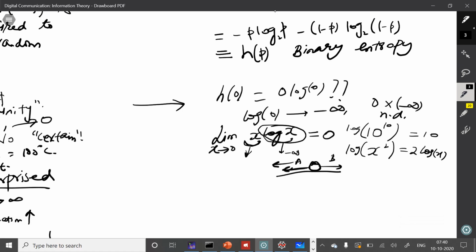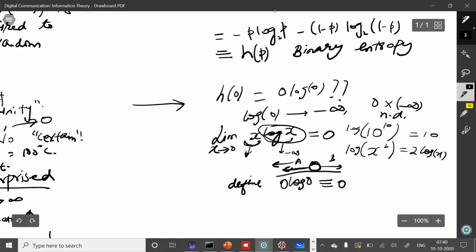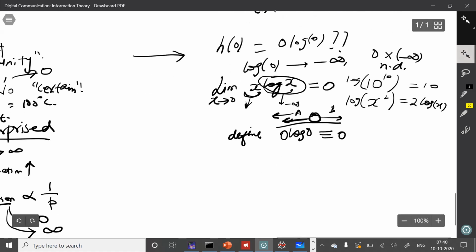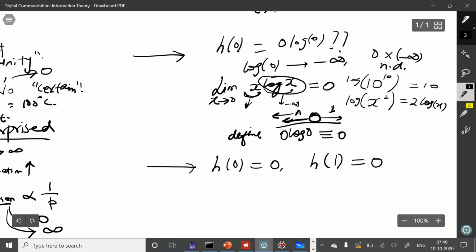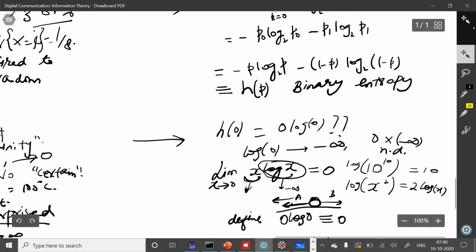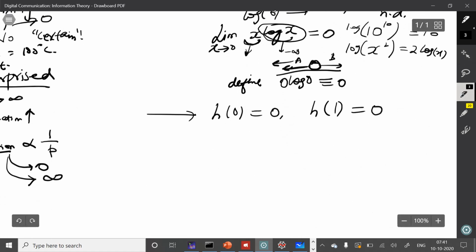Hence we define 0 log 0 as 0. It is not actually equal to 0; we define it to be 0 to remove the discontinuity. So wherever 0 log 0 appears, it is defined to be 0. Now with this we can get h of 0 is 0 and h of 1 is also 0. You can put in 1, so it is 1 log 1, which is 0. Then 1 minus p is 0, and 0 log 0 is 0. So h of 0 is 0, h of 1 is 0.